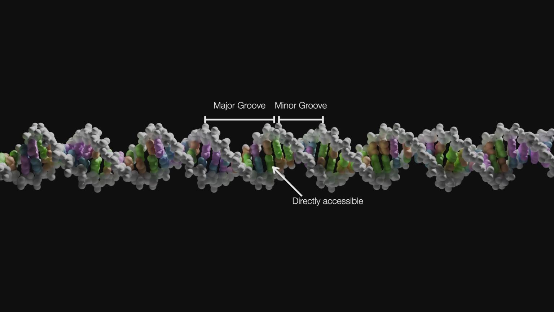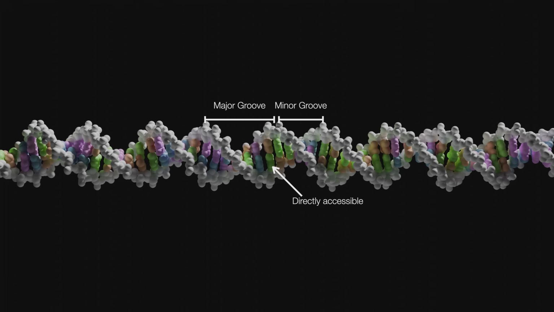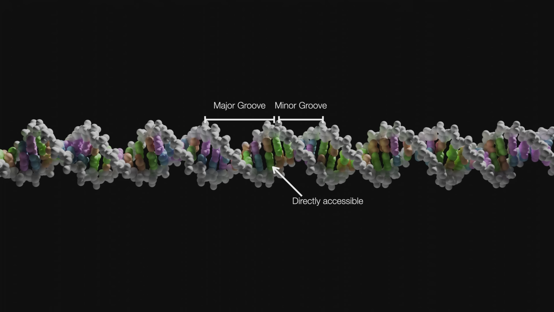That exposure is what allows the base sequence to be read, opening our window into controlling the flow of genetic information. And that's where we'll go next.